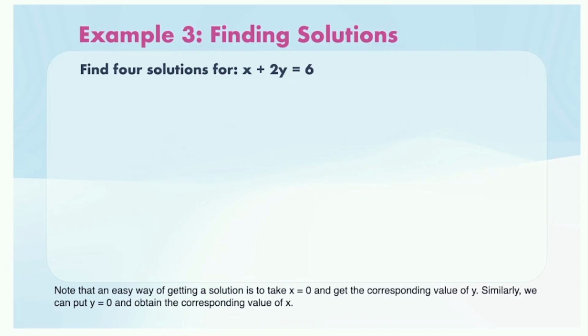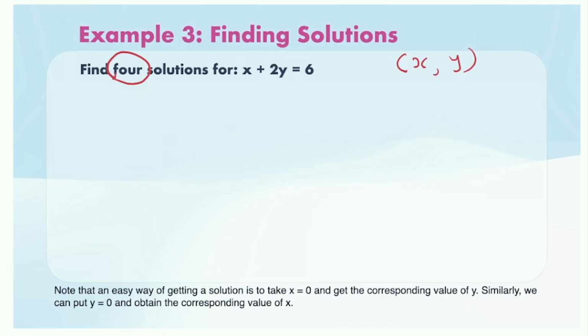Now if they say find the solutions, that means I have to find values of x and y such that if I put these two values in the equation, it should be satisfied, right? Both sides should be equal by putting these values of x and y in the equation. So I just have to find the values of x and y. Here they told us to find 4 solutions. So how can I find solutions of a linear equation in two variables?